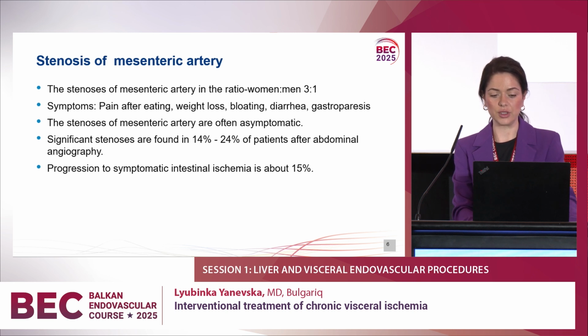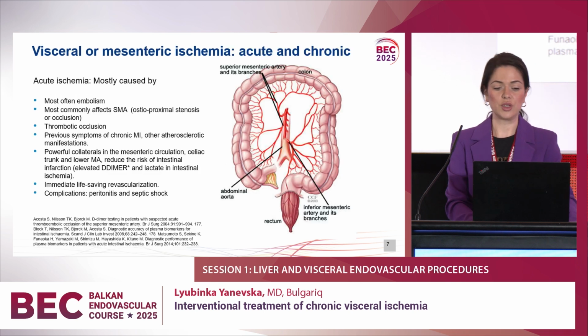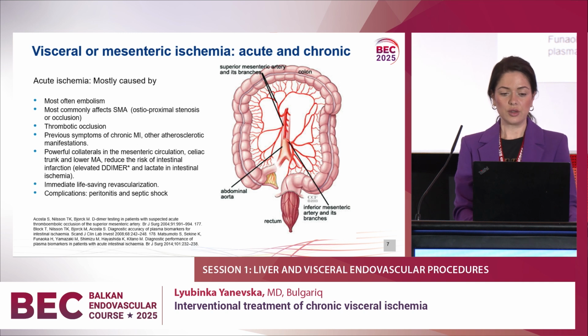Significant stenosis is found in 14 to 24% of patients after abdominal angiography. With progression of symptoms, symptomatic intestinal ischemia is about 15%. Visceral or mesenteric ischemia, acute and chronic, is mostly caused by embolism. Most commonly it affects the SMA, with ostioproximal stenosis or occlusion, thrombotic occlusion, previous symptoms of chronic myocardial infarction or another atherosclerotic manifestation.